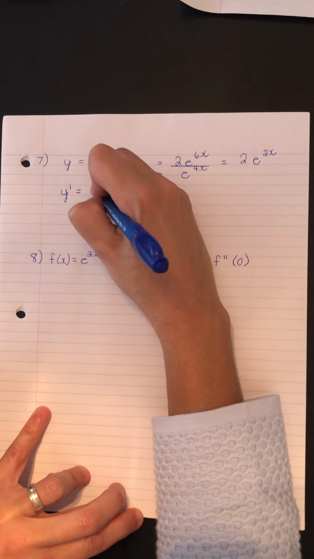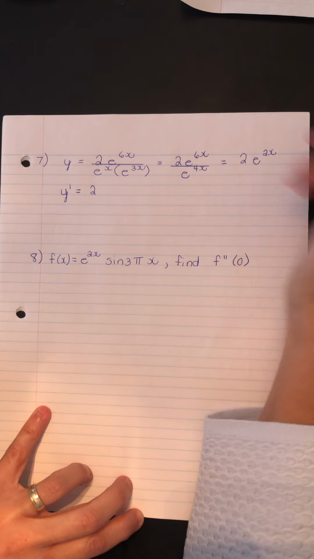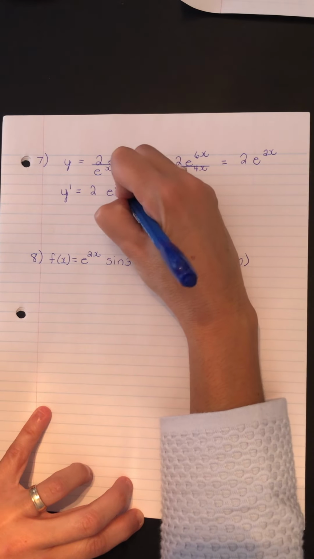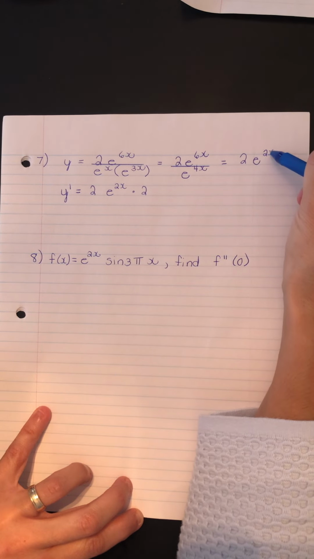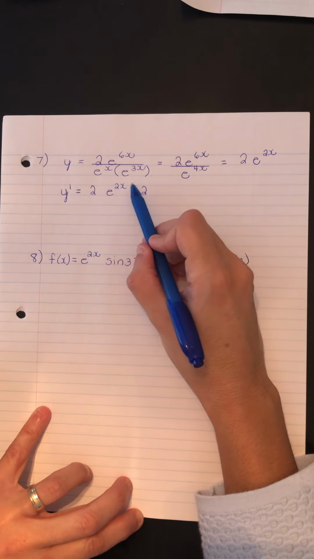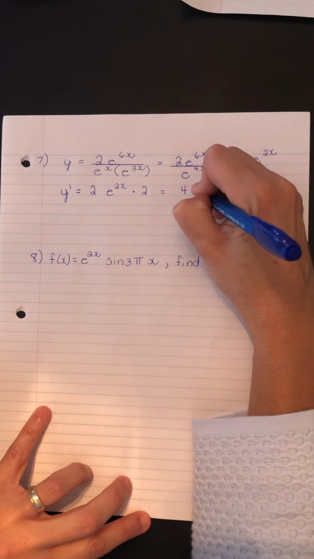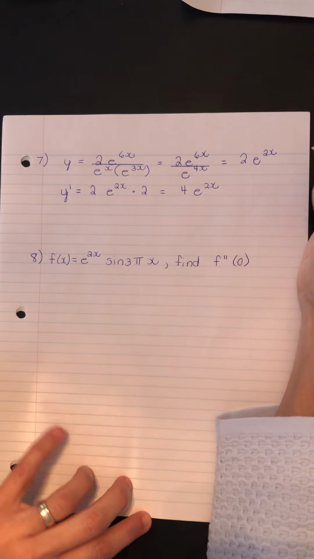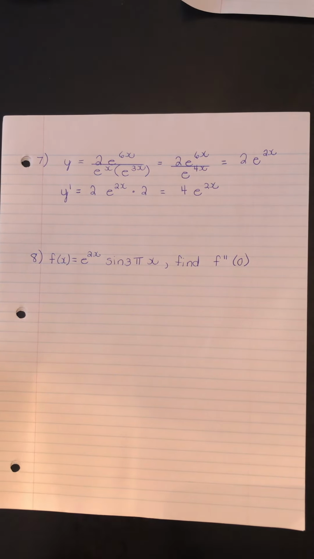The 2 stays, and we multiply by the derivative of e to the 2x, which is e to the 2x times 2. The derivative of e to the u is e to the u times the derivative of u. So 4 e to the 2x is the derivative. That one was pretty nice since we were able to use our exponent rules. Okay, last one. This one's less nice.